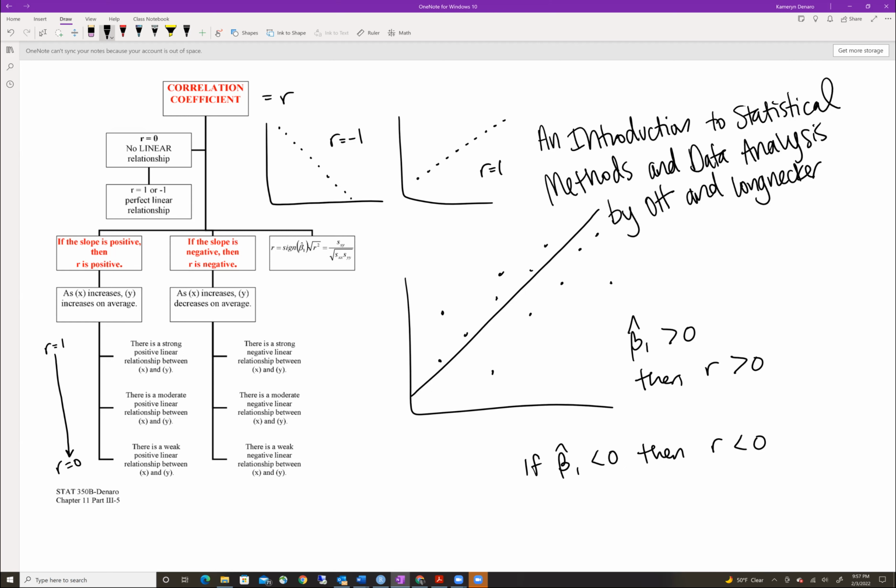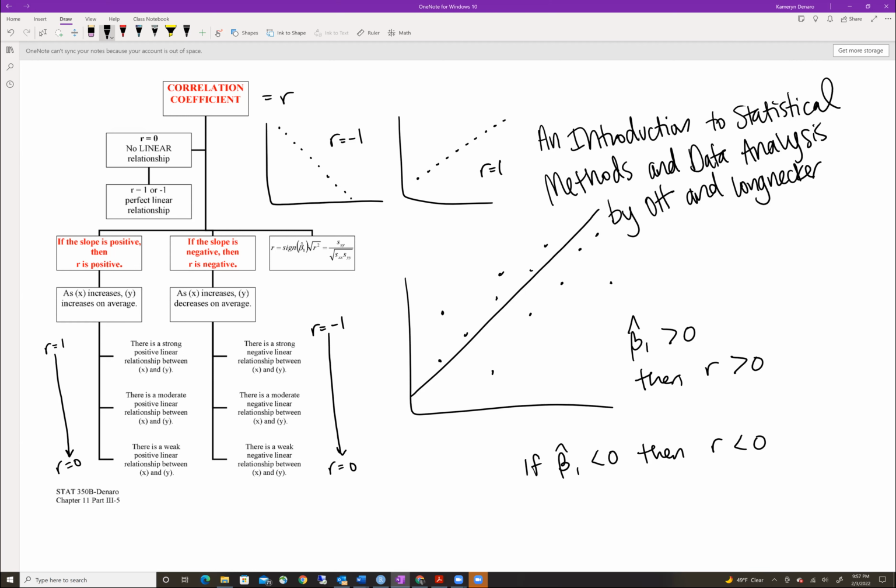If the slope's negative, then R is also negative. So as X increases, Y decreases on average. And you could say there's a strong negative linear relationship between X and Y, a moderate negative linear relationship between X and Y, or a weak negative linear relationship between X and Y. In this case, R equals -1 when it's strong, and it's very close to 0 when it's weak. We approach 0 as the strength decreases.